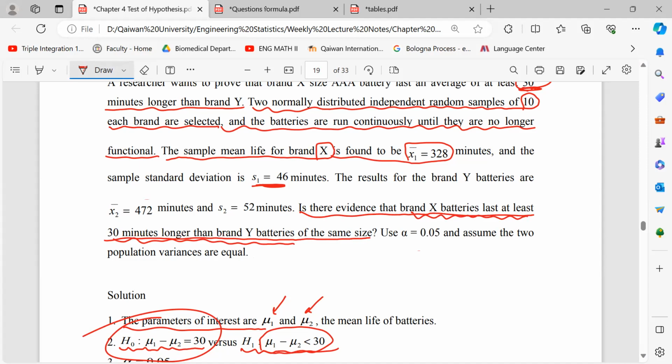Okay? If T test is greater than minus T of alpha and V, in that case, we say there is strong evidence that brand X batteries are better. Yes.